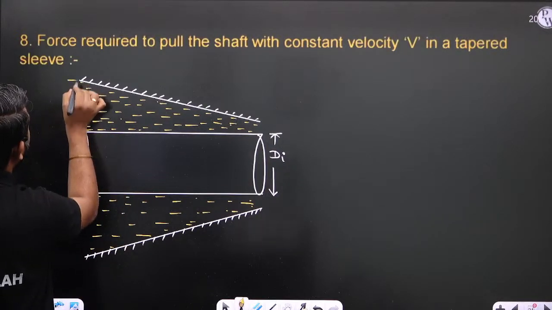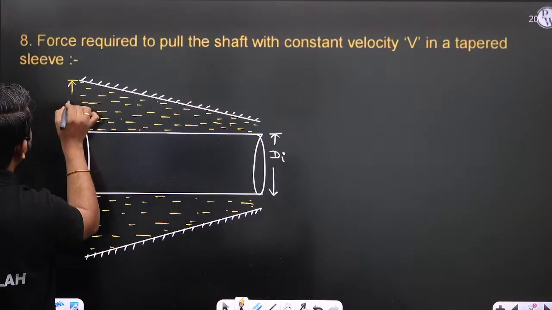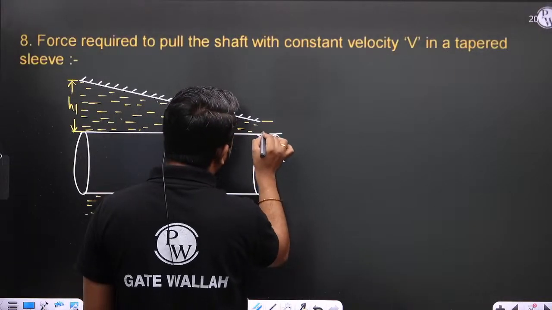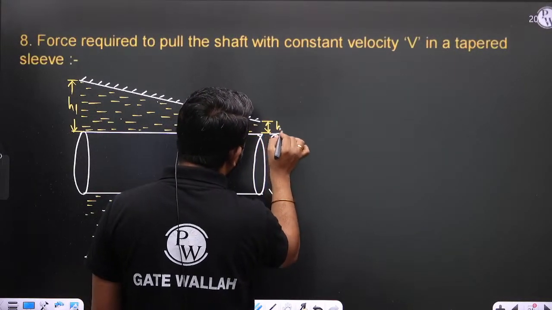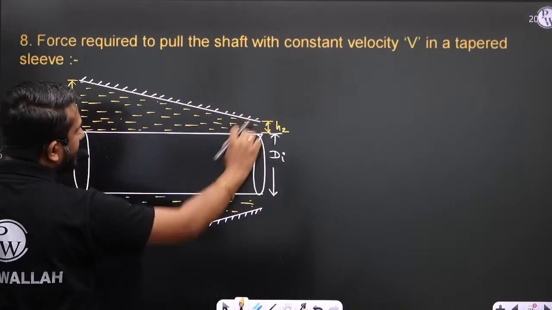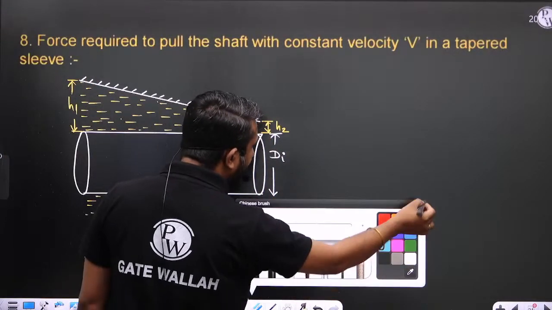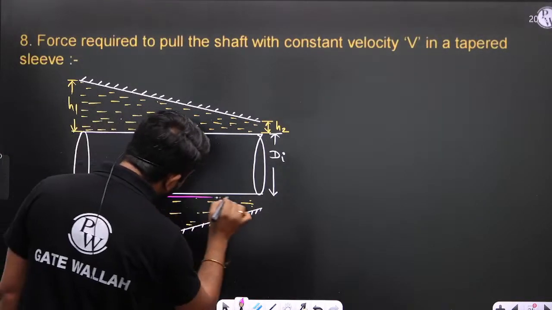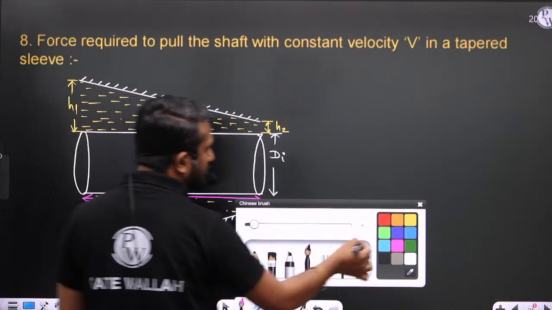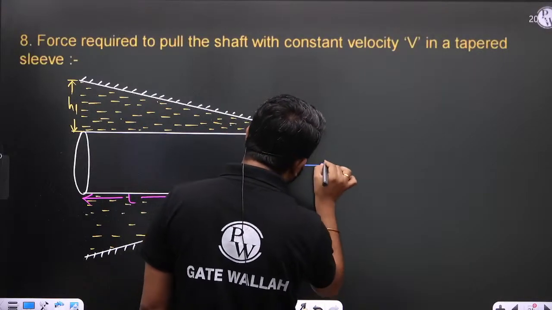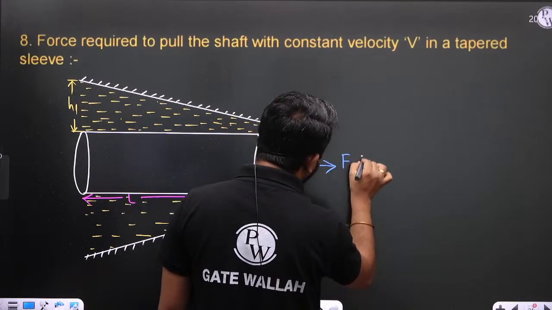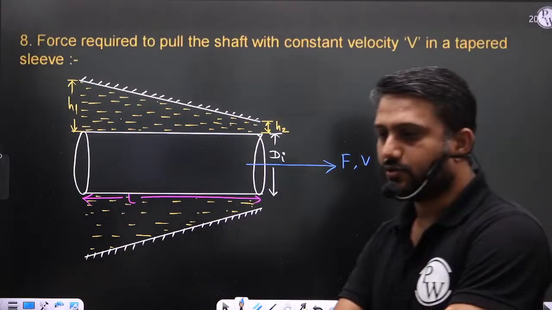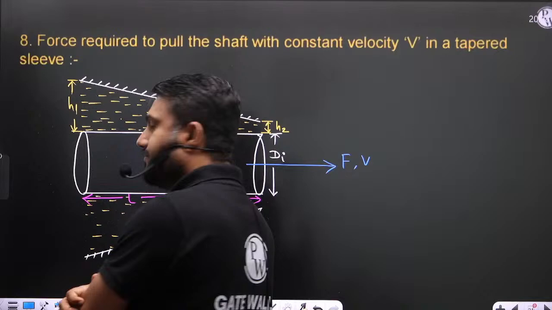And let us consider this as H1, and let us consider this as H2. Here the gap is H1 and here the gap is H2. And what is the length of the shaft? The length of the shaft is L. So what is the force F required? What is the force required to pull this shaft with constant velocity V? This is the question.